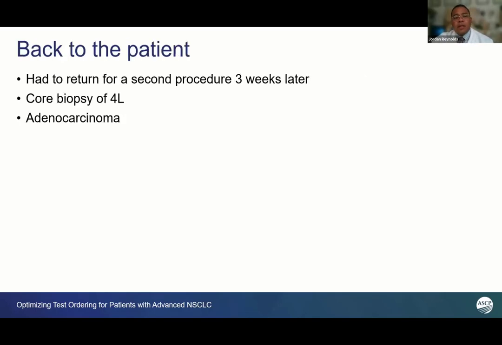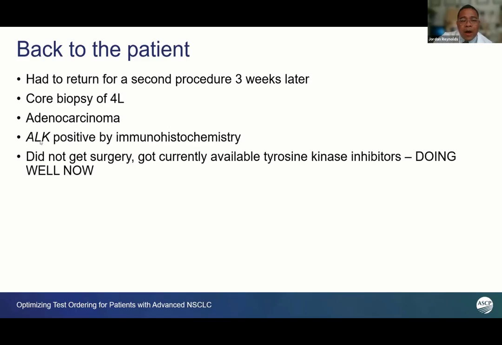So back to our patient, he returned for a second procedure 3 weeks later where they just did a core biopsy of that same 4L. It's not hard to do. Some endoscopists may even be able to do it without general anesthesia. They could just go in there and get it real quick and get out. Again, it was adenocarcinoma, and he was found to be positive by immunohistochemistry. So he did not get surgery because it was already metastatic.